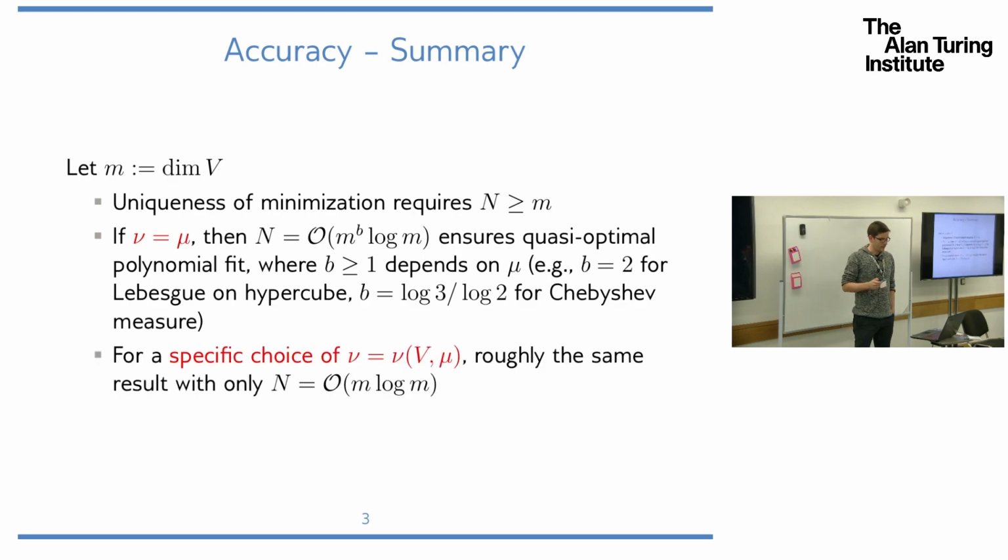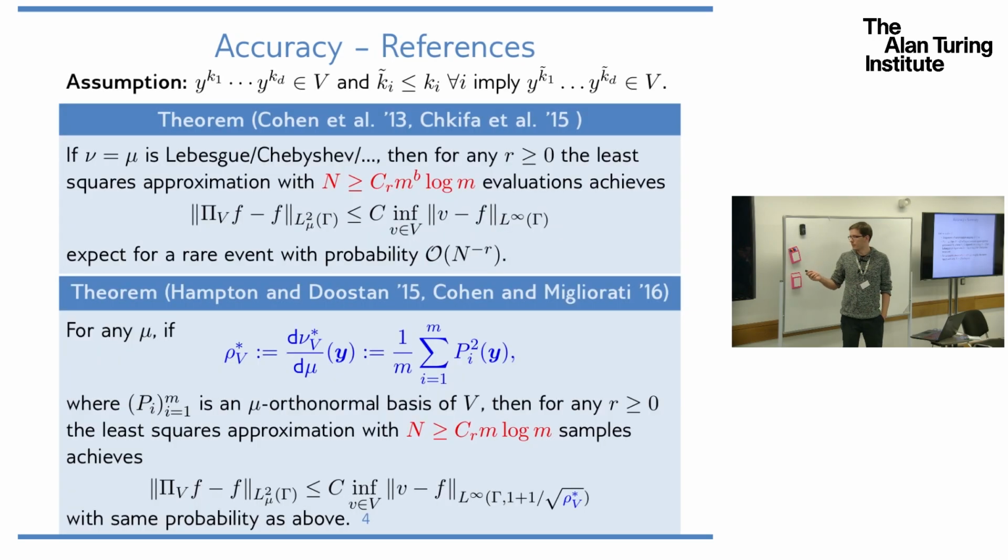And now the main result of this morning's talk was that it uses a specific choice of the sampling measure. This choice depends on the polynomial subspace in which you want to find an approximation, and on the underlying probability measure. Then you get roughly the same result, but this time you only need m times log m samples. And so the exponent is always equal to 1, no matter what your underlying probability measure is. I'm going to put this in the next slide. I'm sorry, I just wanted to first give a general overview.